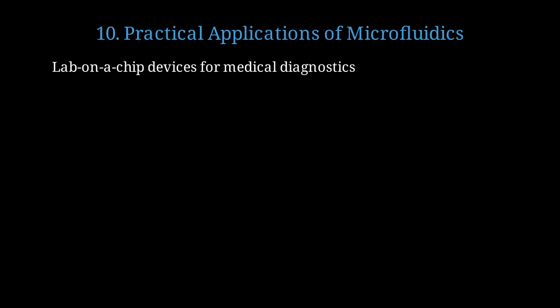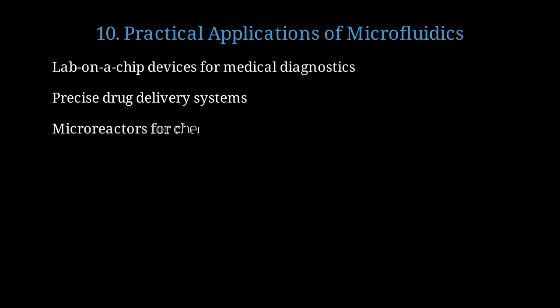Understanding this paradox enables revolutionary applications in microfluidics. Lab-on-a-chip devices use microfluidic channels to perform complex medical tests on tiny blood samples, exploiting predictable laminar flow. Precise drug delivery systems use microfluidics to control medication release with incredible accuracy, down to individual cells. Microreactors for chemical synthesis exploit laminar flow to create precise reaction conditions impossible at larger scales.